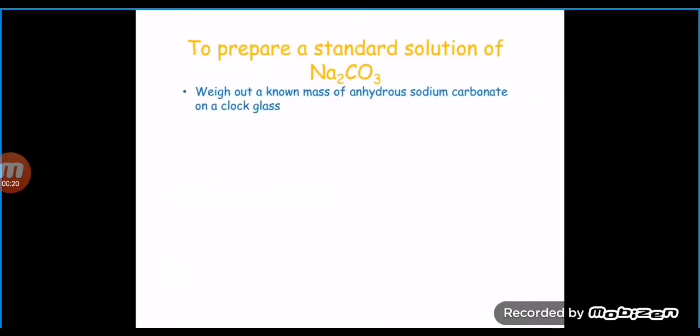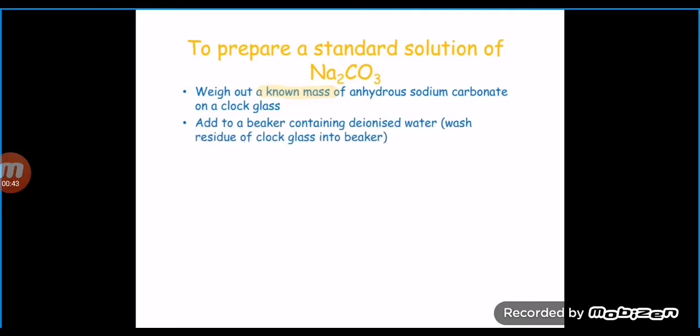So the first thing we'll look at is how to prepare a standard solution. Now, this will usually come up as part of a question rather than as an individual question itself. So to prepare a standard solution of sodium carbonate, the first thing you need to do is weigh out a known mass of your anhydrous sodium carbonate on a clock glass.